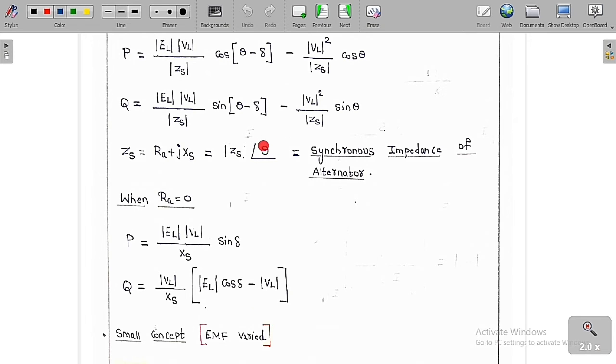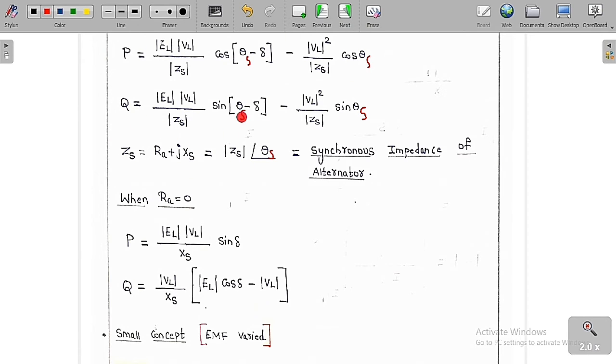ZS is nothing but RA plus JXS. So ZS is equal to RA plus JXS, it is equal to mod of ZS at an angle of theta. Actually here let me write this as theta S. This is very much sufficient. This is called the synchronous impedance of the alternator. All this theta I have replaced by theta S, because it's a convention. This is mod of ZS and this is angle of theta S. This is called the synchronous impedance of the alternator. It is in the rectangular format and this is in the polar format.